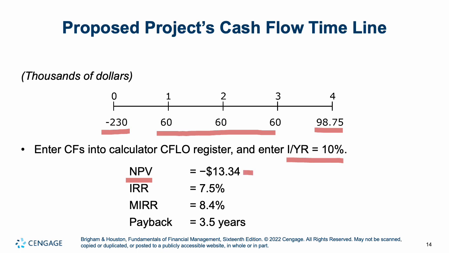All of those things mean you probably would not want to take this project. You have a negative net present value, and your return is less than the money you're using is costing you. In all of those situations, it really would not be a project you would want to do.